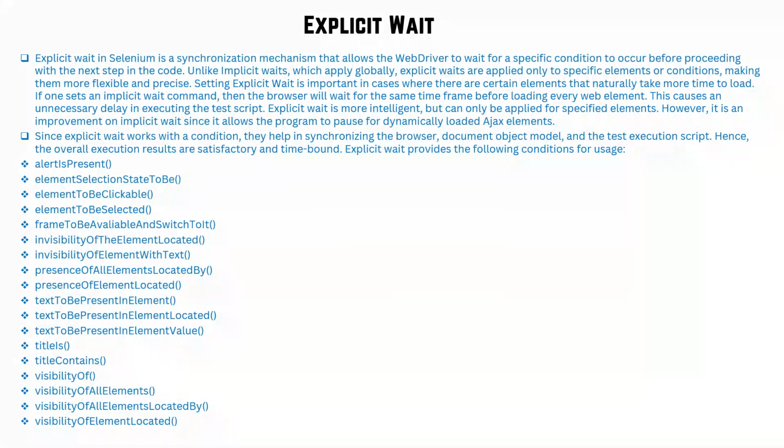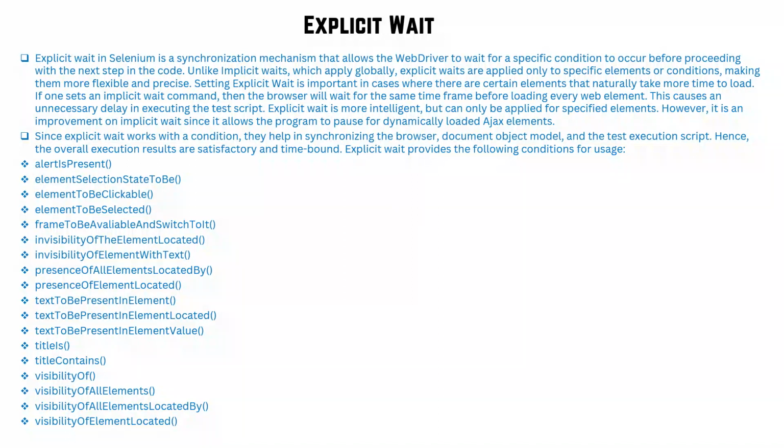Unlike implicit wait, which applies globally, explicit wait applies only to a specific element or condition, making it more flexible and precise. Setting explicit wait is important in cases where there are certain elements that naturally take more time to load. If one sets an implicit wait, then the browser will wait for the same time frame before loading every web element. This causes an unnecessary delay in executing the test script. Explicit wait is more intelligent but can only be applied for a specific element or a specific condition.